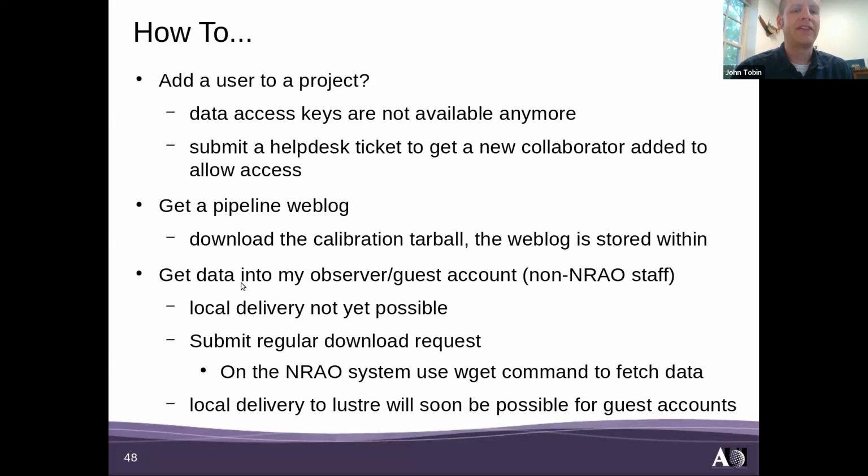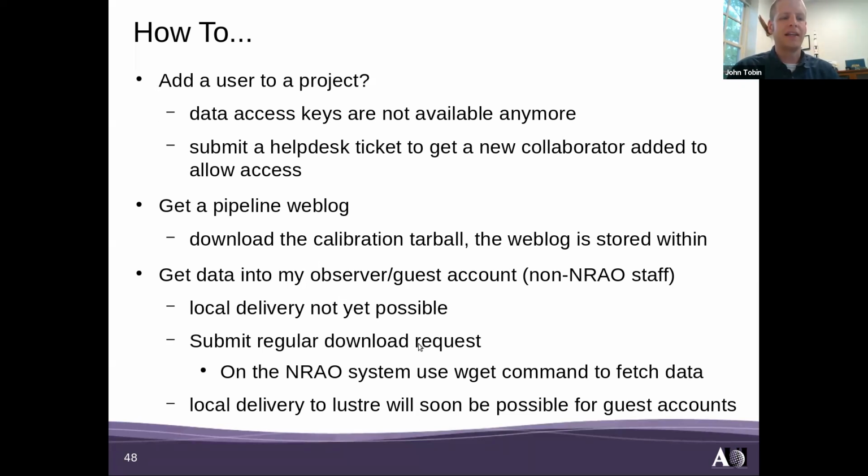If you want to get data into your guest or observer account, so this is for non-NRAO staff, whether you're at Charlottesville or in Socorro, local delivery is not yet possible. And so you'd have to submit a regular download request. And then on the NRAO system, you would have to use that wget command we were talking about to fetch your data. And so it'll be reasonably fast going across the NRAO network. So it shouldn't take too long, but it is an extra step that you have to go through.